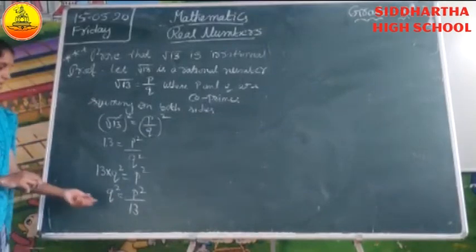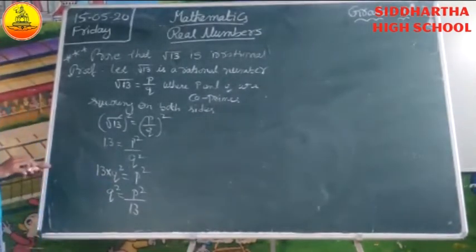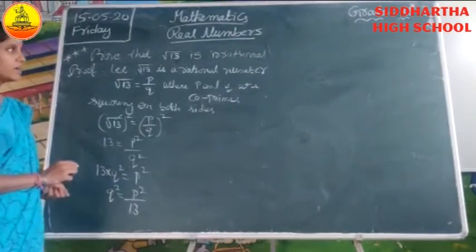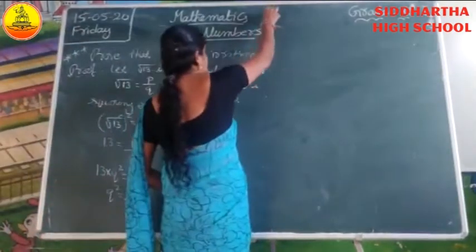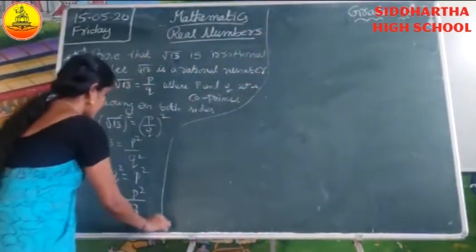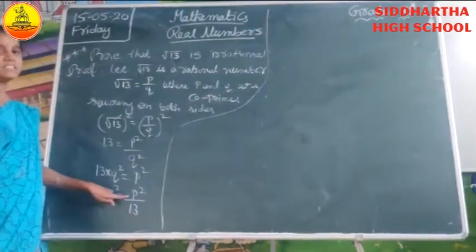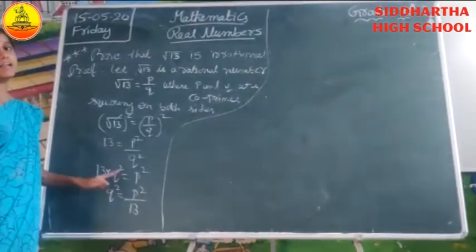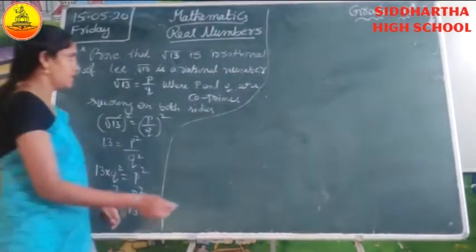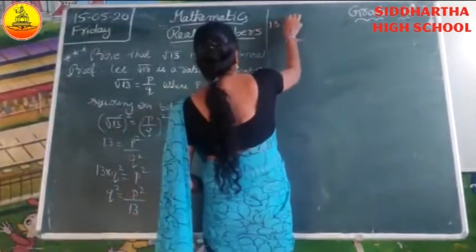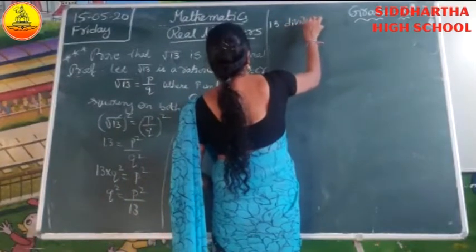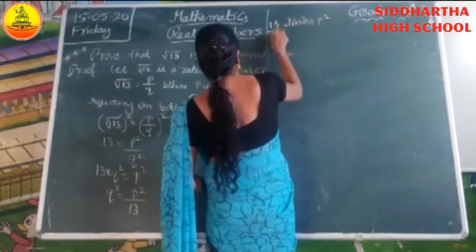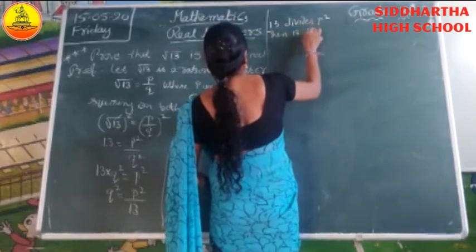That means 13 divides p square. Then 13 divides p also. According to our theorem, 13 is a prime number. If any prime number divides the square of a particular number, then it divides that particular number also. So here 13 divides p square, then 13 divides p.